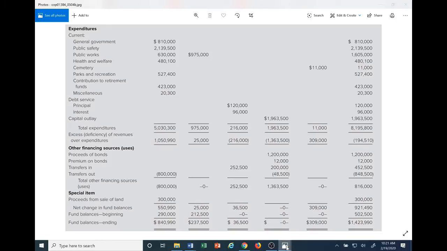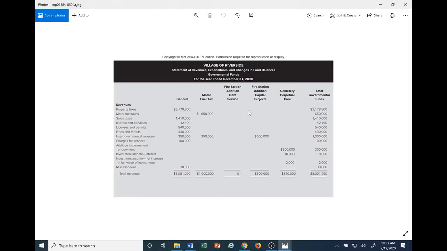It's capital projects. It's still going to be listed on your statement of revenues, expenditures, and changes in fund balance. I'm glad I went blank on what fund that was because it reminded me to tell you that.